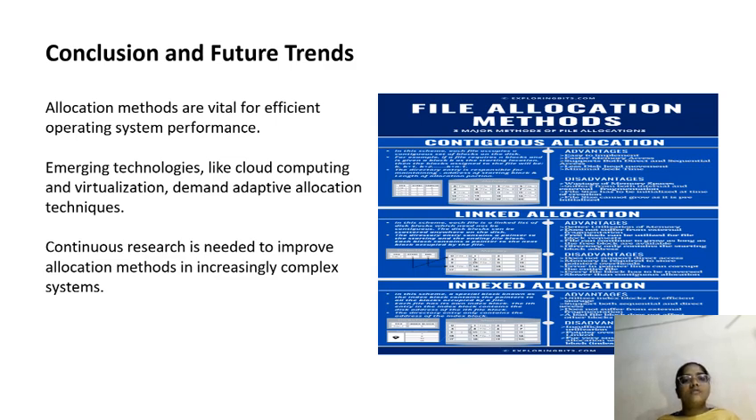Allocation methods are vital for efficient operating system performance. Emerging technologies like cloud computing and virtualization demand adaptive allocation techniques. Continuous research is needed to improve allocation methods in increasingly complex systems. This is some information about allocation methods, how we manage them, and how important they are in operating systems.